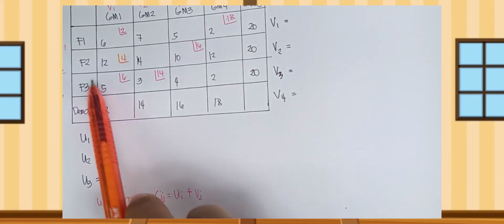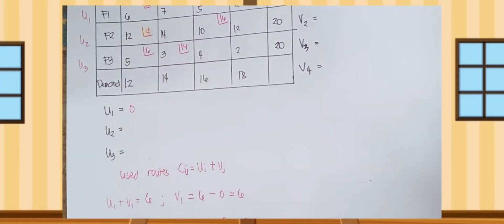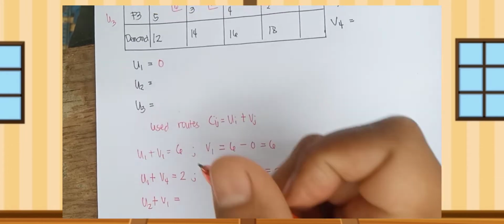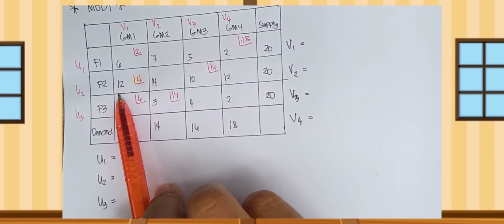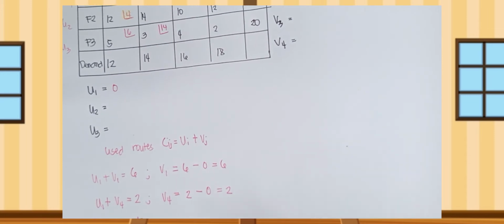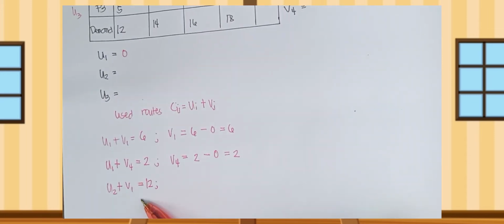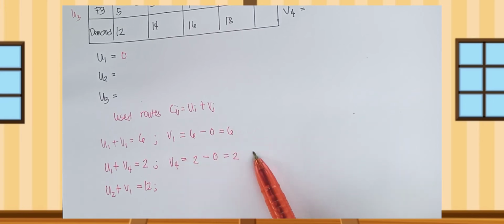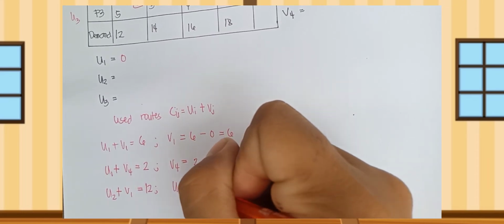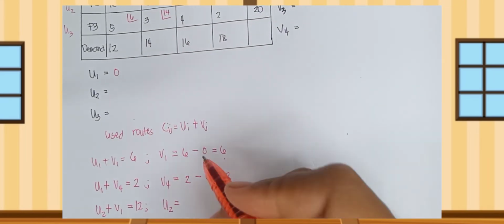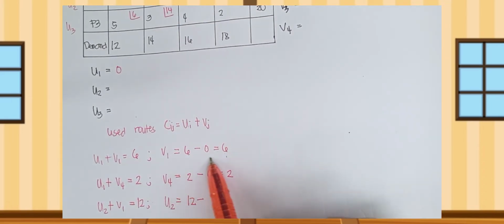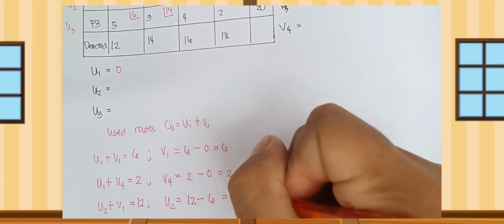Then the next one is the U2 and the V1. So we have U2 plus V1 is equals to, we have a Cij of 12. We have the value of V1, 6. So we will find the value of U2. So U2 is equals to the Cij of 12 minus the value of V1 which is 6, is equals to 6.